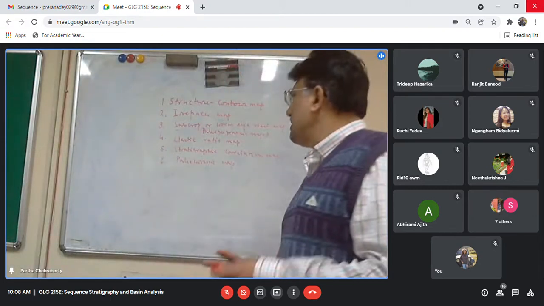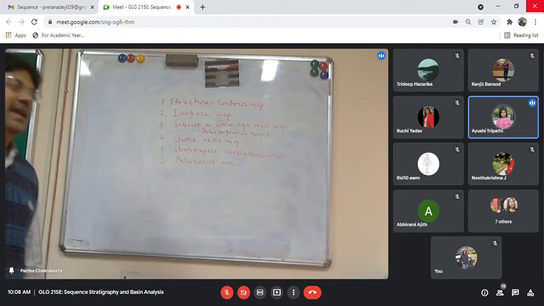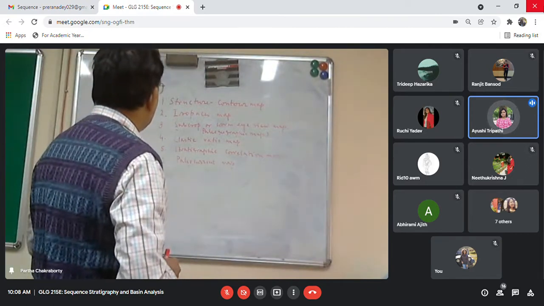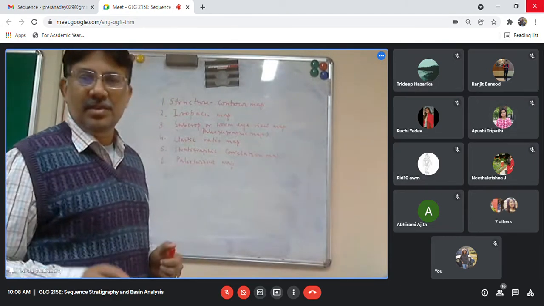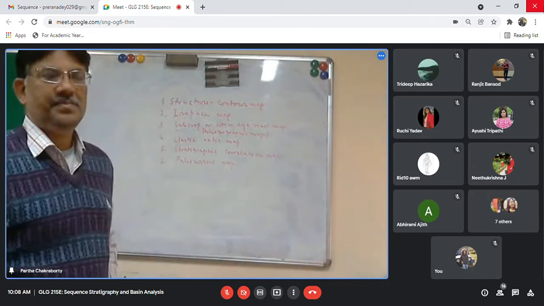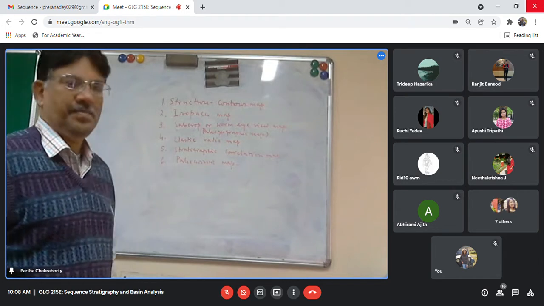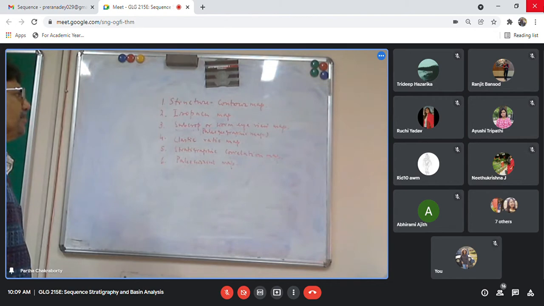Okay, all these different kind of maps in the basin. What is written before? The third number, subcrop or worm eye map. Okay.